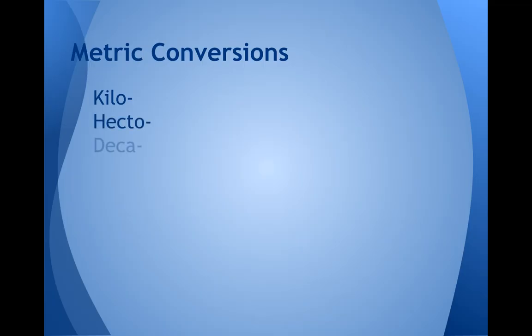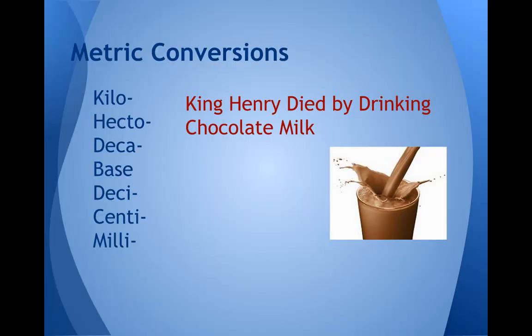All right, metric conversions. The metric system is based on 10. When I say based on 10, it's based on the number 10, so everything is in an increment of 10. So you'll need to write this down: kilo, hecto, deca, base, deci, centi, milli. And this little saying over here is the way that you can remember the order: King Henry died by drinking chocolate milk. The first letter of each word here matches with the first letter over here.